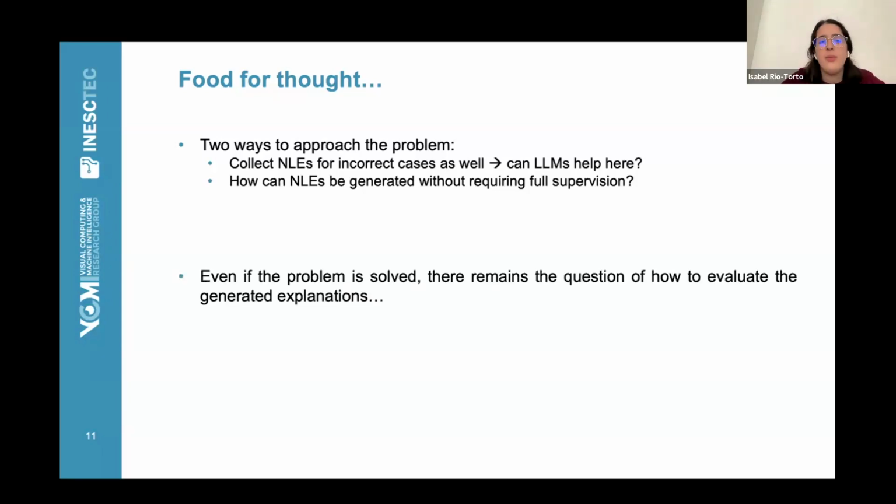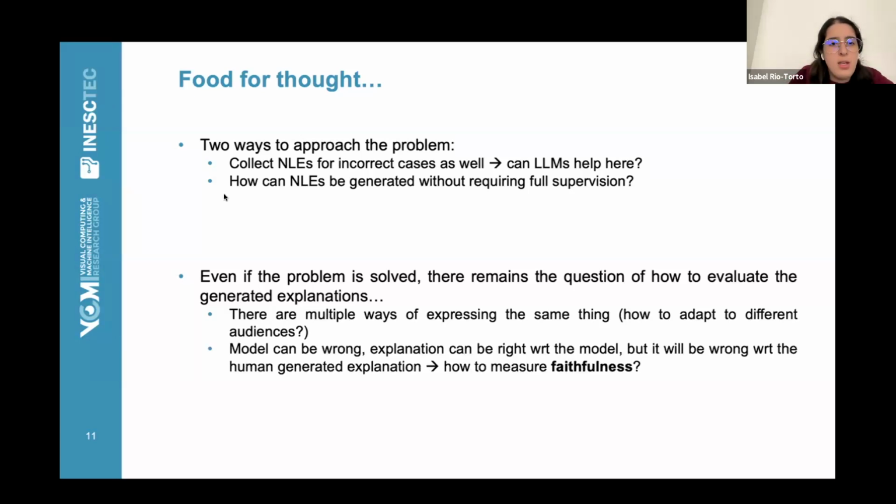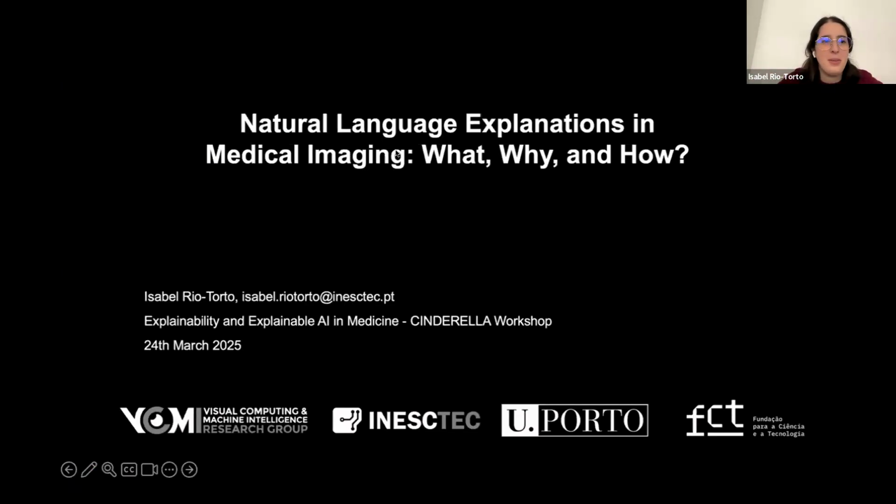But still, even if the problem was solved, there remains the question: how can we evaluate these explanations? Again, multiple ways of expressing the same thing. Also, if we want to adapt to different audiences, how can we do this? And again, the model can be wrong, but the explanation might be right with regard to the model. So I leave you these open questions. How can we do this without full supervision, without needing all of these sentences for each case, each disease? Thank you very much. Sorry if I spent a little bit more time.